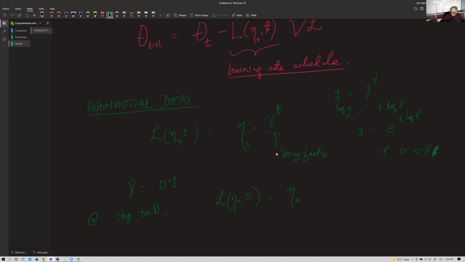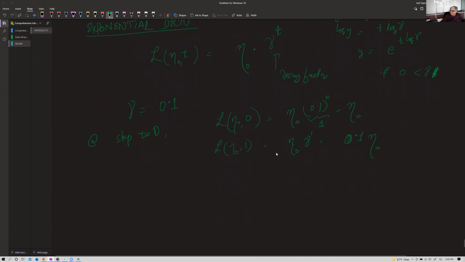It will be 0.1 to the power 0, which is equal to just eta naught, because this will resolve to 1. Anything to the power 0 is 1, isn't it? So this remains your initial learning rate. Let us say eta 1 at the first time. This will be eta naught times gamma to the power 1, which is basically 0.1 times the initial learning rate. So it means that at each step, you took the learning rate down by 0.1, isn't it?